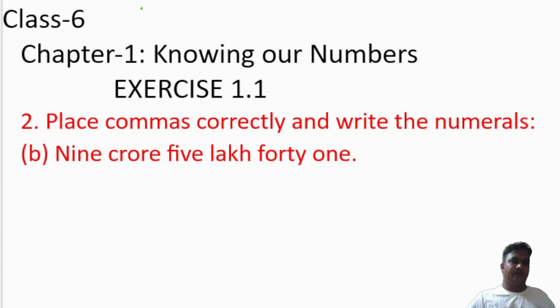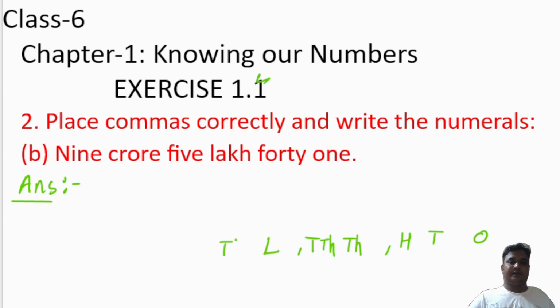Similarly, second task: place commas correctly and write the numerals. So that is question B. 9 crore 5 lakh 41. So first, to write the answer, we will write the place values here. Ones, tens, hundreds, then comma, thousands, 10,000s, comma, lakh, 10 lakh, comma, crore and 10 crore.